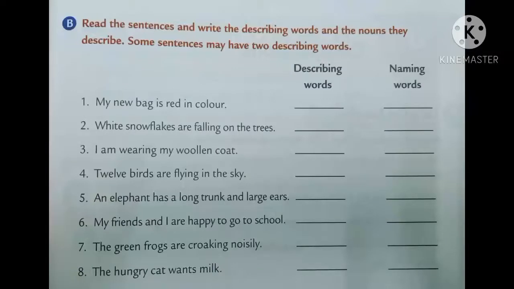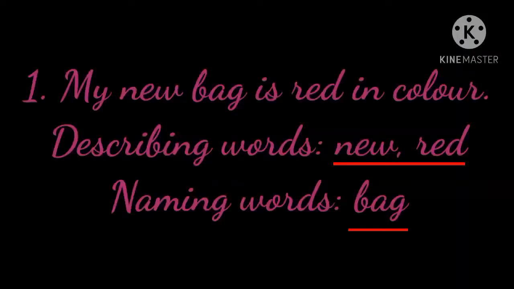So new is a describing word and red is a describing word. Okay, children, and what is described? Bag is described. So it is a noun which will come over the naming word. So you will write new and red over the describing words, and then you will write bag over the naming words. The first one is my new bag is red in color. So the describing words are new, red, and the naming word is bag.